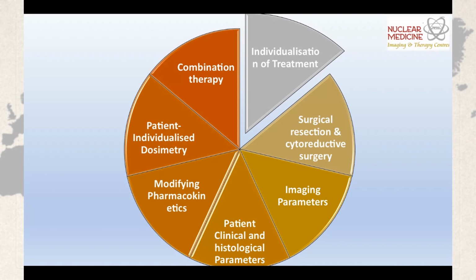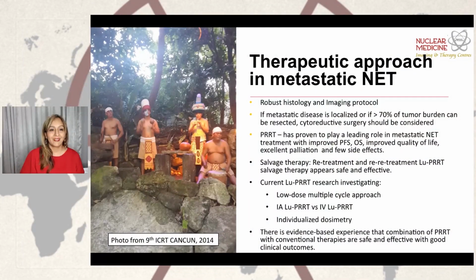In summary, the therapeutic approach in metastatic neuroendocrine tumor firstly must be a robust histology and imaging protocol to distinguish tumor heterogeneity and the tumor proliferative index. Again, if the metastatic disease is localized or if more than 70% of the tumor burden can be resected with cytoreductive surgery, it should be considered.